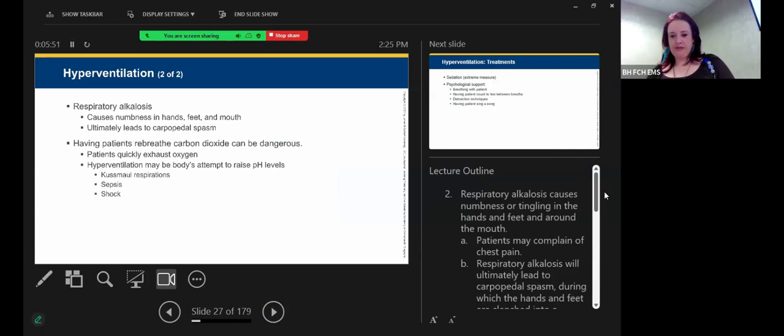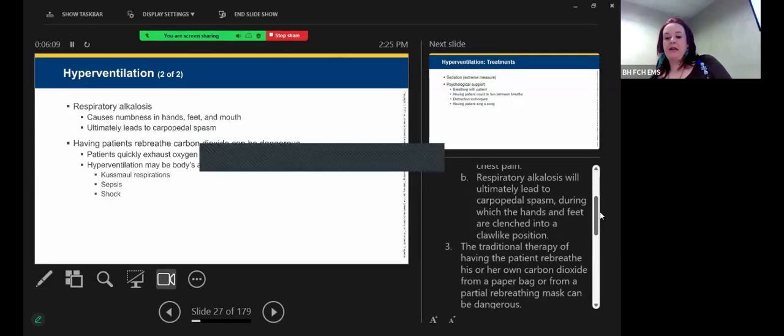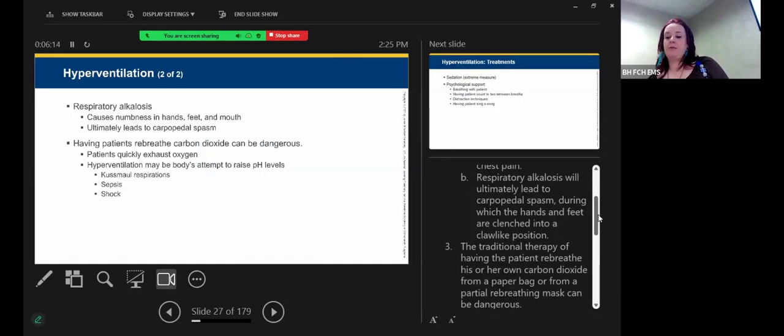Respiratory alkalosis causes numbness and tingling in the hand. The patient may complain of this, and respiratory alkalosis will ultimately lead to carpopedal spasm, in which the hands and feet are clenched into a claw position. The traditional therapy of having the patient rebreathe his or her own carbon dioxide from a paper bag or from a partial rebreathing mask can be dangerous.